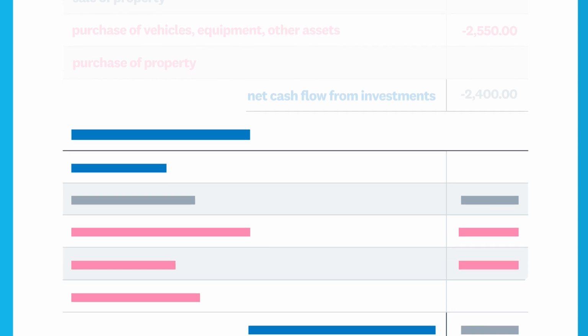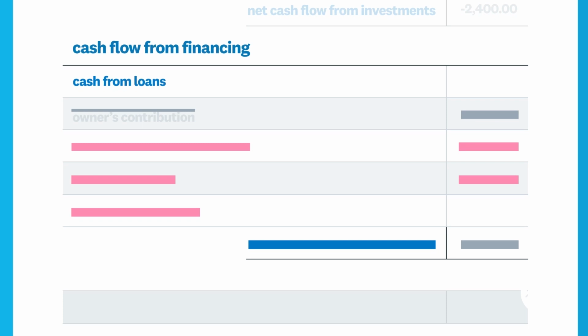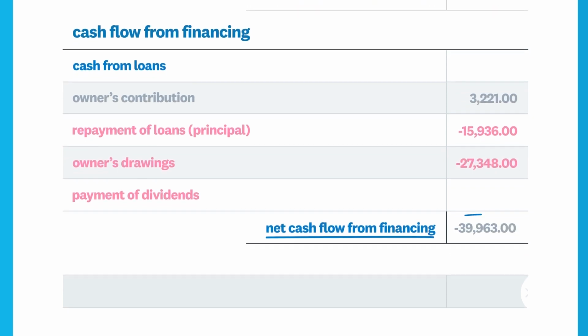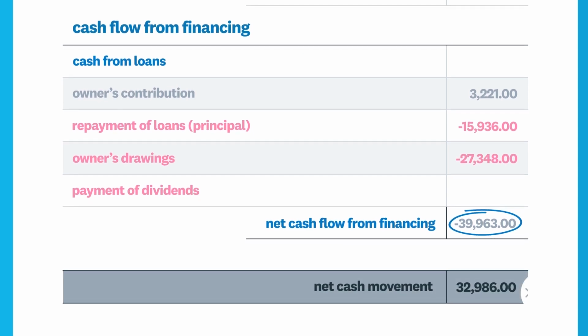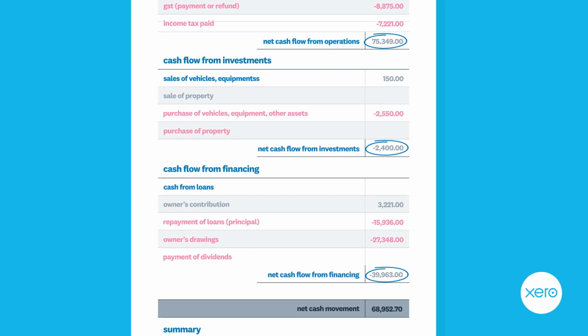Moving down, you'll see a section showing cash flow from financing. So any money received from investors or loans, as well as any repayments made. Near the bottom, you'll have net cash movement. This sums up cash flows from operations, investments, and financing.